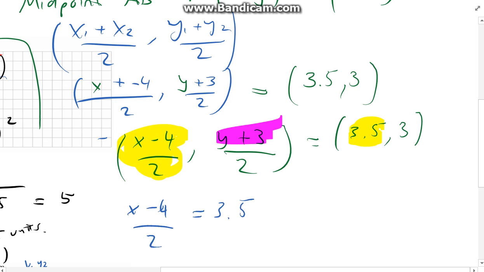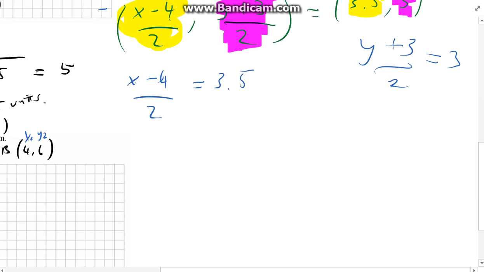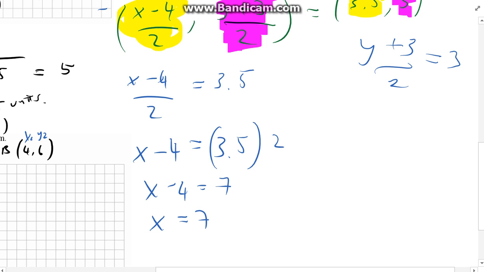This one here is your y coordinate. So you know y plus 3 over 2 is equal to 3. Solve this. You know you want to find x, you want to get x on its own. What's preventing you from getting x on its own? Well, at the minute it's the 2 on the bottom. The 2 on the bottom is a divisor here, so when it goes across, it's a multiplier. So you're going to have 3.5 multiplied by 2. So x minus 4 equals 7. Then, trying to get x on its own, bring over your 4, x is equal to 11.